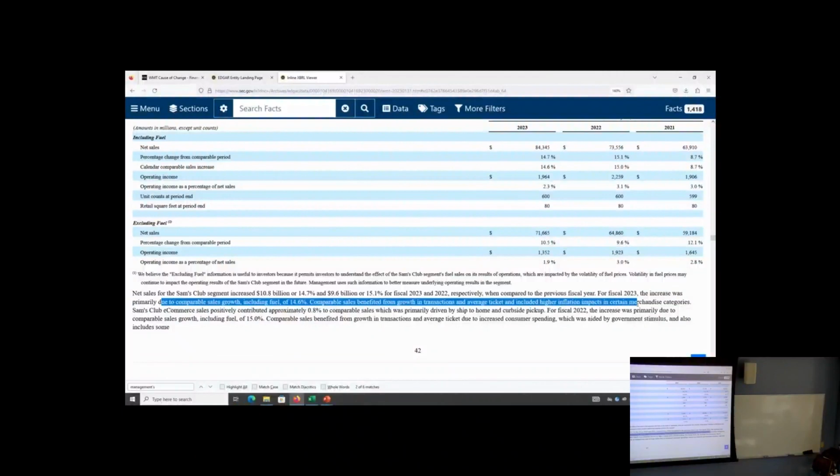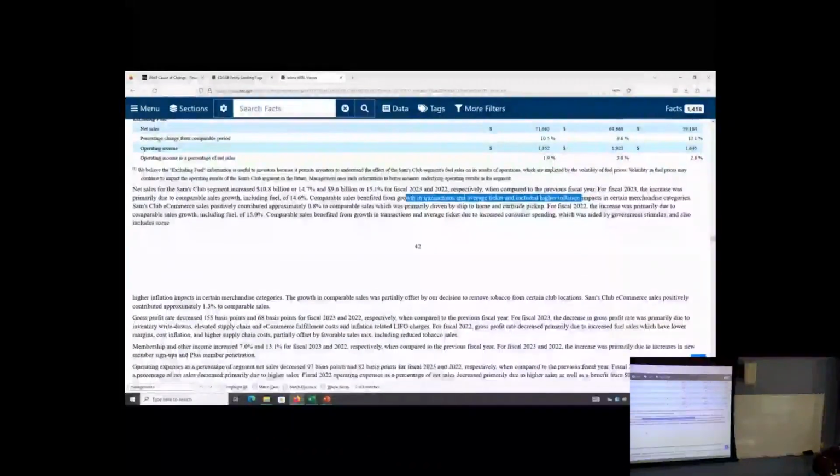Basically, what's going on here is they go into more detail. Sam's Club sells a lot of gas. If you have a membership there, they sell gas that's cheaper than typical gas stations nearby. And basically what they argue is this is due to a mix of higher ticket volume, so selling more goods, and higher inflation. So basically just a reflection of what we've already seen, likely just more of an inflationary effect on this increase in revenue.